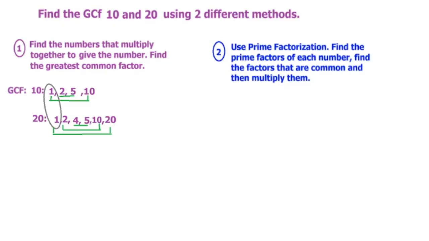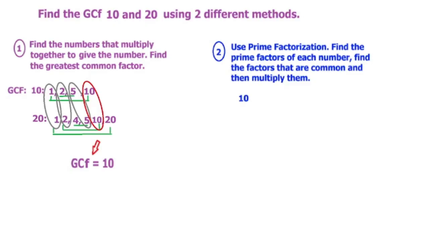So let's find the ones that are common. 1 is common. 2 is common. 5 is common. And 10 is common. But we want the greatest common factor. So we know the greatest common factor of 10 and 20 is 10.